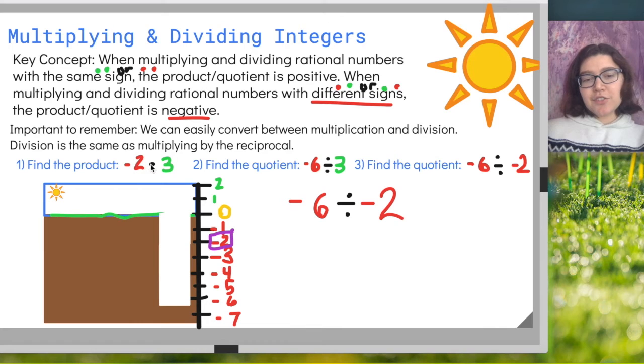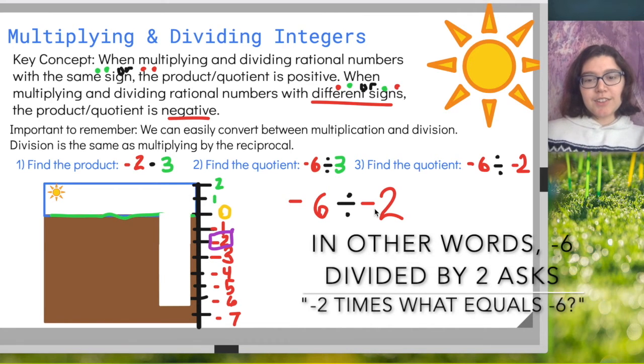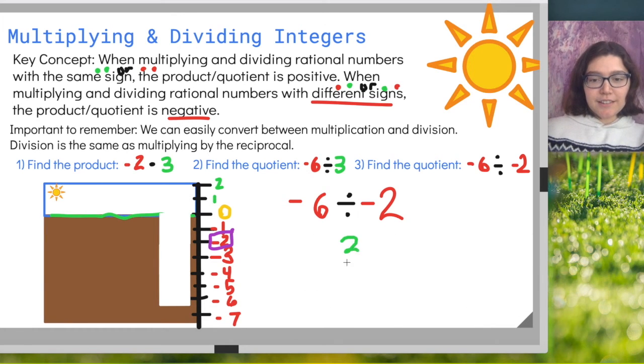We know that -2 times 3 is equal to -6. We figured that out. So what this is asking us is, if you take -6, we want to split it into groups that are -2. How many of those groups are there? You have to kind of switch it around. But we know then that the answer is 3.